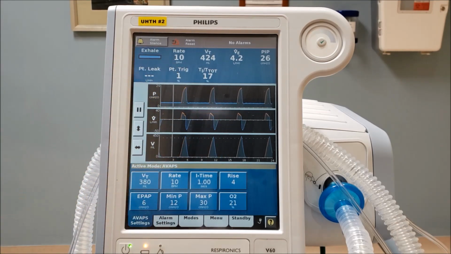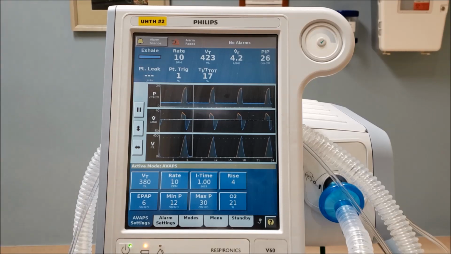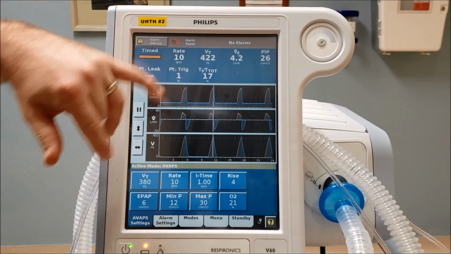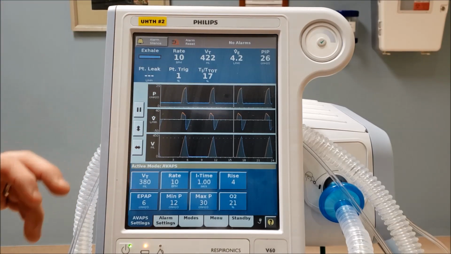And that is really how it works. So remember, it's going to move really slowly up and down to get that target tidal volume. So we're just a little above it right now, but in the case of non-invasive ventilation, that's not going to be a problem at all.